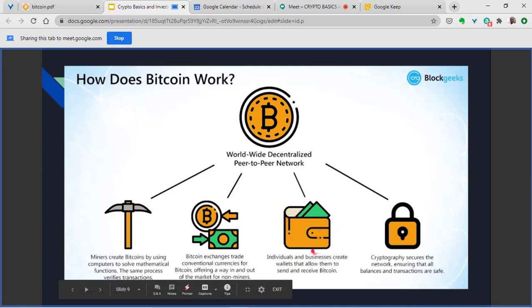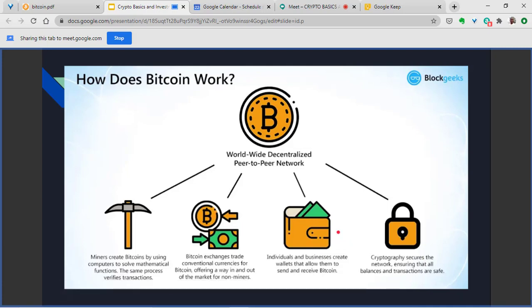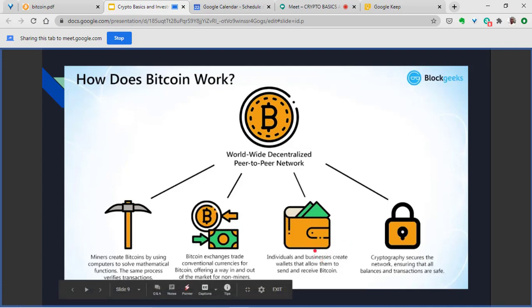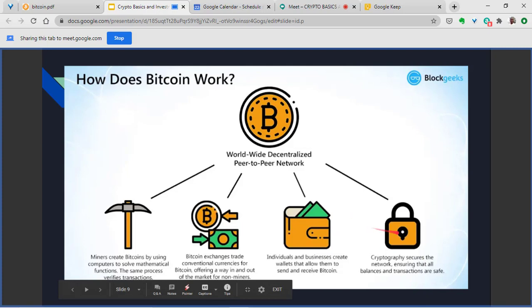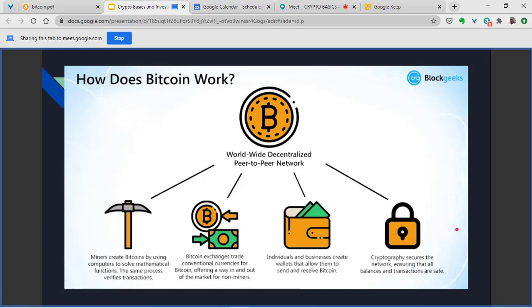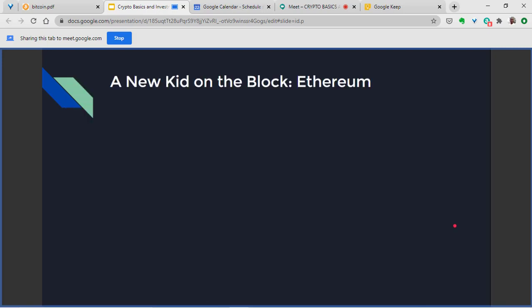So also businesses and individuals create wallets that allow people to send Bitcoin. You can have a wallet if you have a company or a business. People can pay you. Many people actually collect cryptocurrency as payment. So that's that. Cryptography now secures the whole network, ensuring everything is safe.